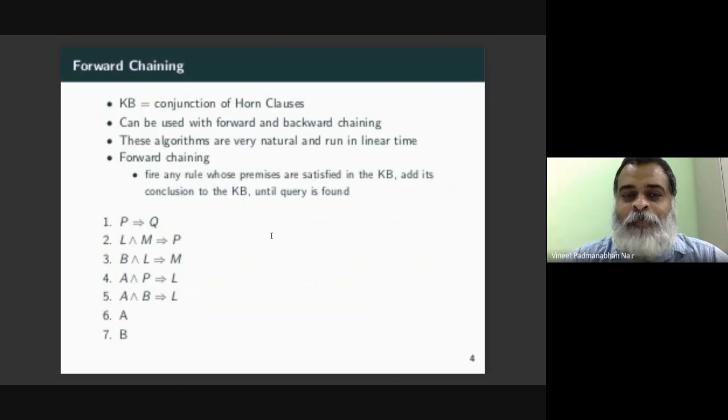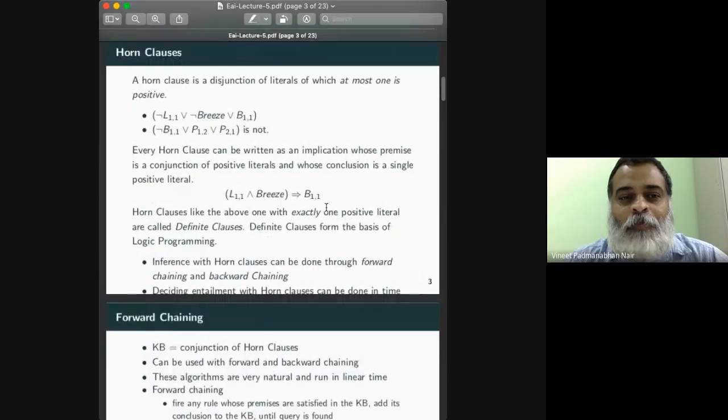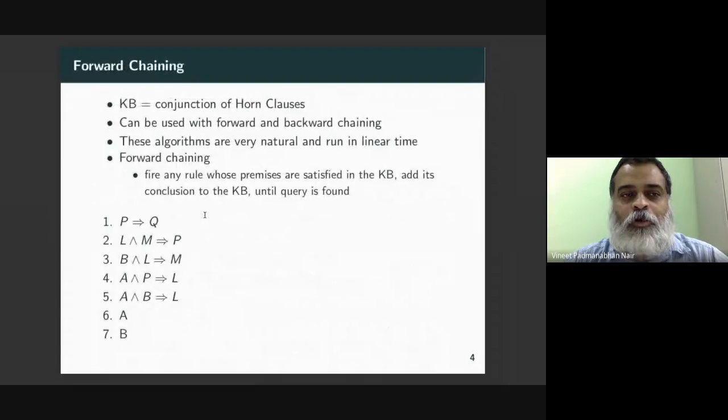So beauty is that deciding entailment, or whatever we saw in the previous class, with horn clauses can be done in linear time. That's what I have written. It hasn't come up. I think probably I blew up the font. So it can be decided in linear time. That is the idea. So definitely you have to learn about horn clauses.